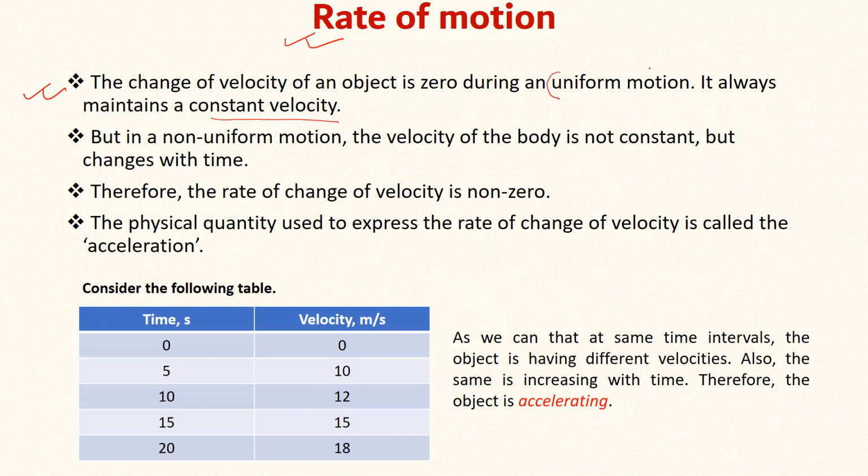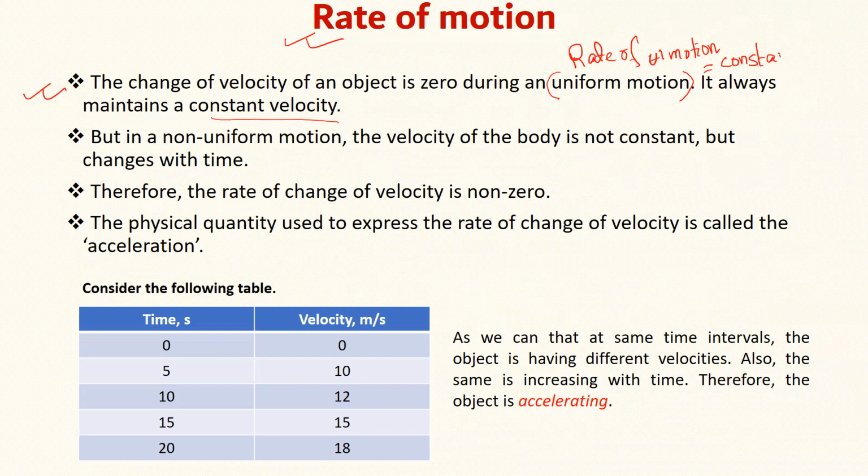Uniform motion, we have already discussed in another video, means the object covers equal distances at equal intervals of time. Okay, that means its rate of motion would be constant. For uniform motion, what would be the rate of motion? The rate of motion for uniform motion would be constant.